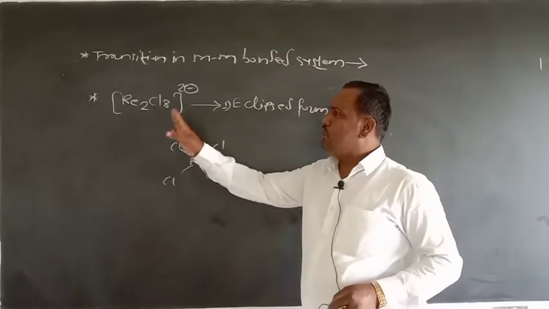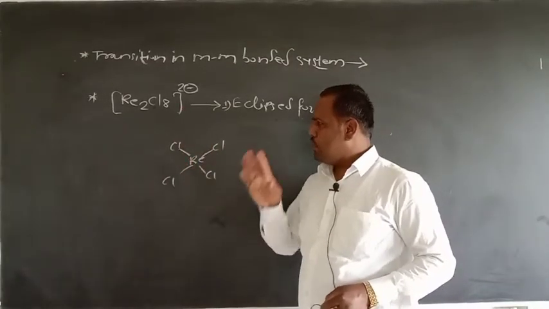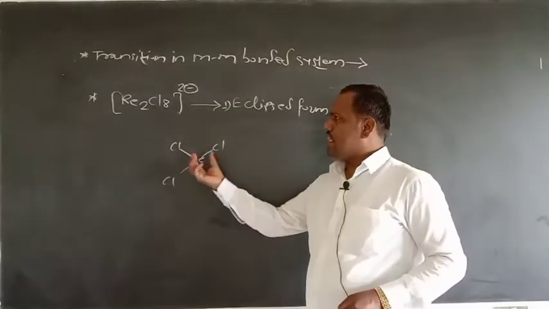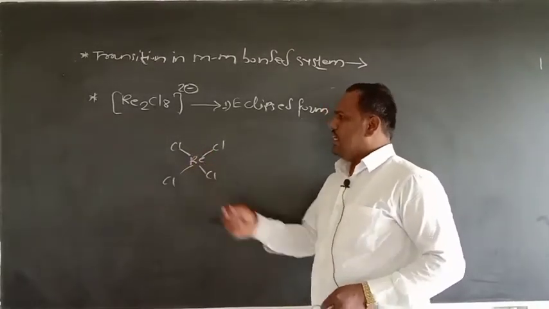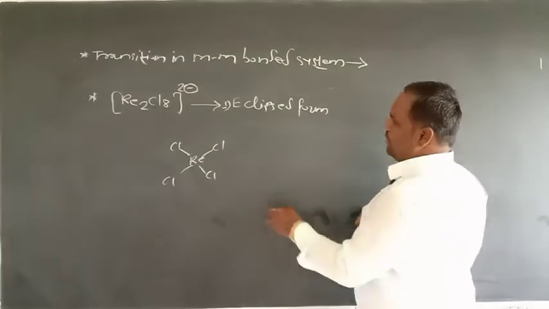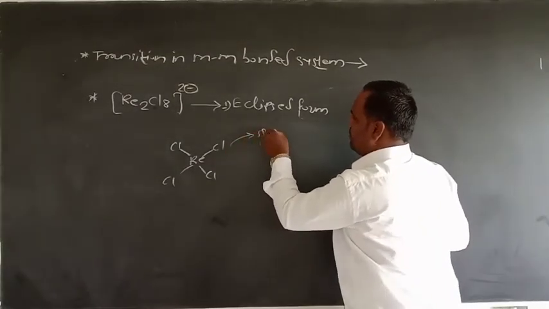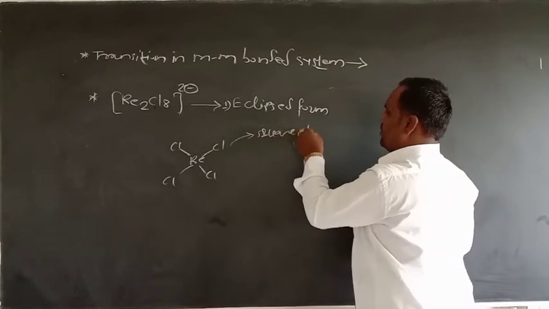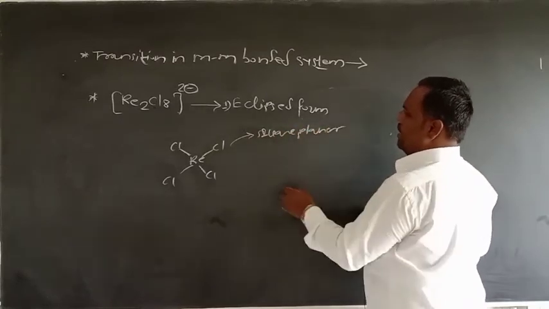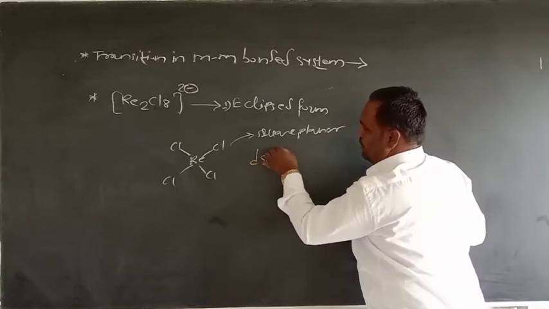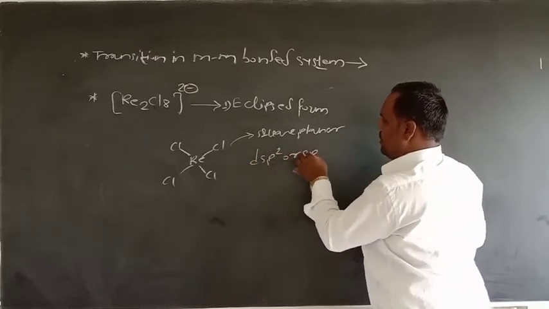If you consider only the rhenium atom and the 4 chlorine atoms attached to it, let us consider the half part of the complex. This is a square planar complex. We know that the square planar complex has the hybridization dsp2 or sp2d.